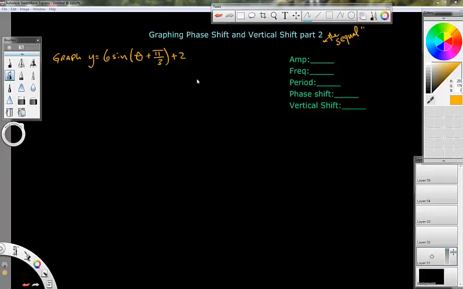All right. Nothing makes you feel better than graphing phase shifts and vertical shifts. I mean, think about it. Hardly anything makes me feel better than that. So let's do that a lot.